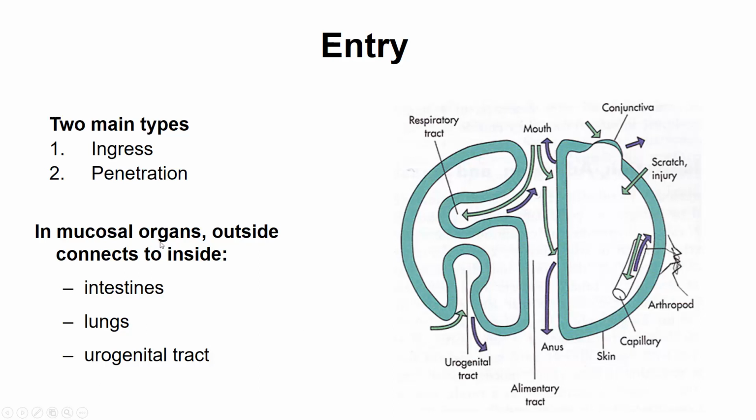And so mucosal organs we'll talk a lot about, and mucosal organs that many organisms use to gain entry include the intestinal compartment. And this is the favored route of entry for organisms that are carried in food or in water. The lungs, these are microbes that often are transmitted by sneezing or coughing among individuals. And then, of course, the urogenital tract. And many sexually transmitted diseases actually first encounter and gain entry to the host via this route.